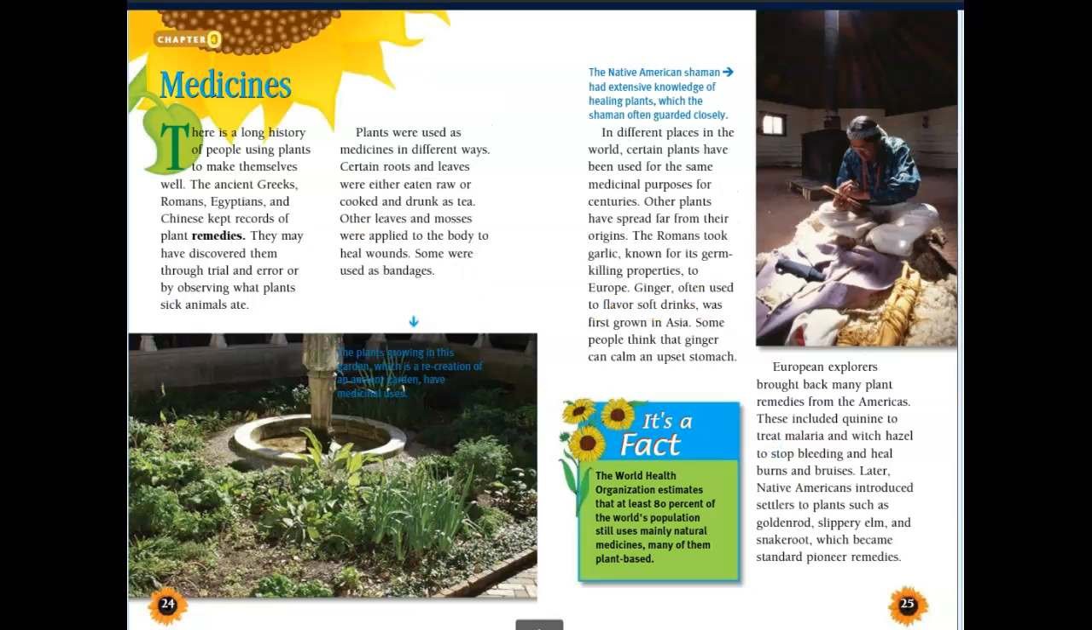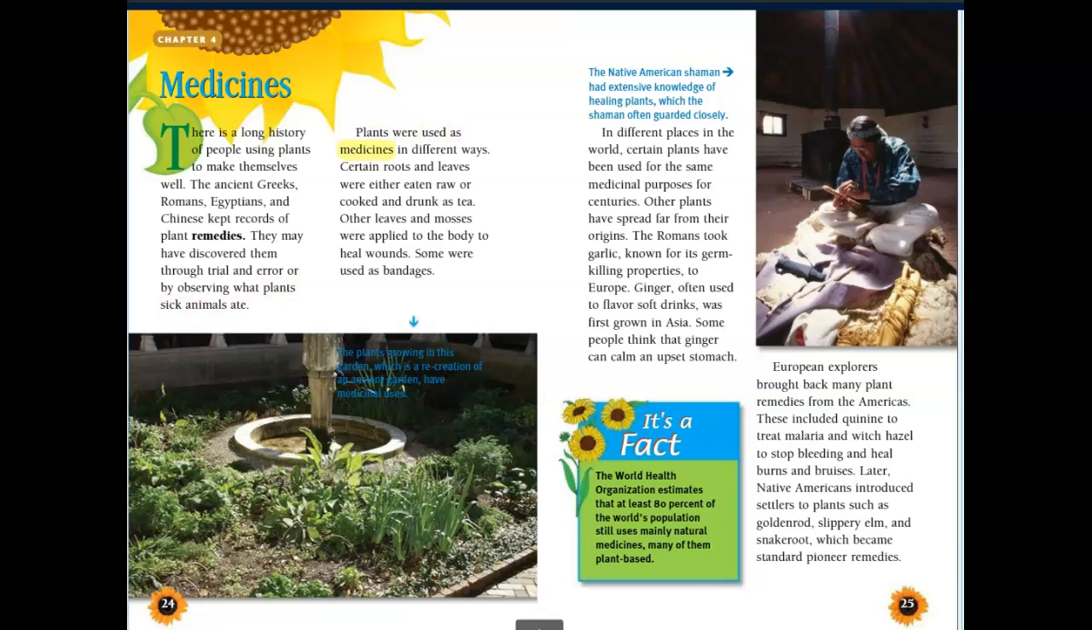Chapter 4. Medicines. There is a long history of people using plants to make themselves well. The ancient Greeks, Romans, Egyptians, and Chinese kept records of plant remedies. They may have discovered them through trial and error, or by observing what plants sick animals ate.